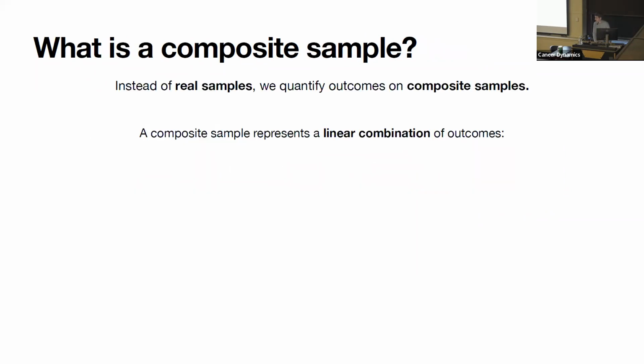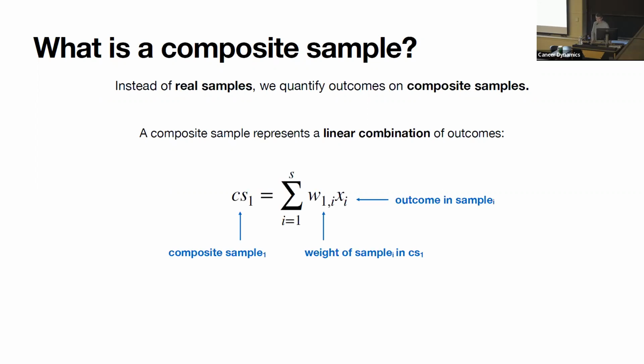So I mentioned previously that instead of just this conventional approach, we want to generate something called composite samples. So first we can just say mathematically, what is a composite sample? The idea is that it's relatively straightforward. Again, mathematically, it just represents a linear combination of outcomes. So we could think of composite sample number 1 as just being a weighted sum of outcomes of normal experiments.